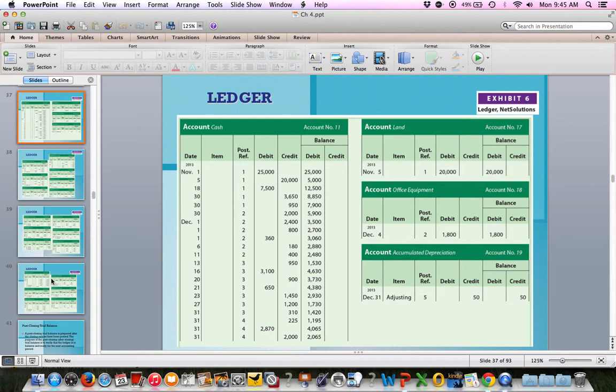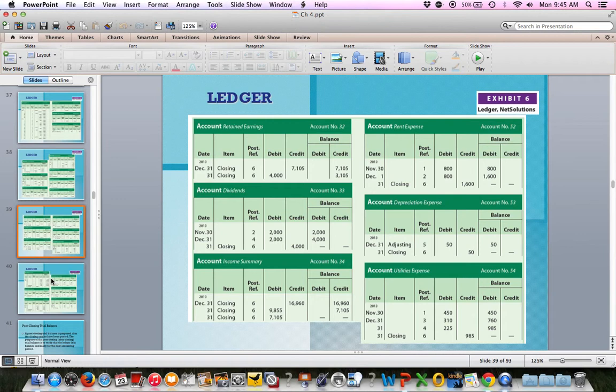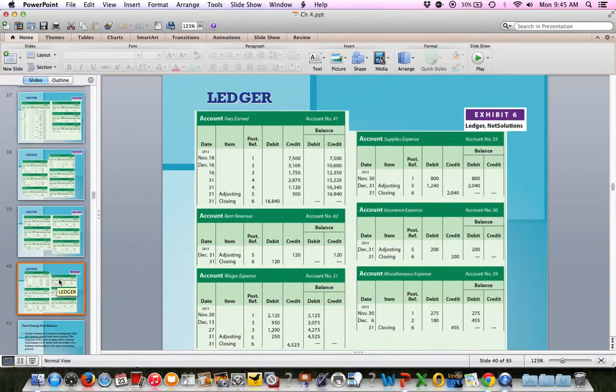So you can see here I've got assets that all have a balance. I have some more assets here. I also have some liabilities and some capital accounts, all with balances. And you can see my income summary account has a zero balance, dividends has a zero balance, and then my expense accounts have zero balances. And then also my revenues and expenses have zero balances.